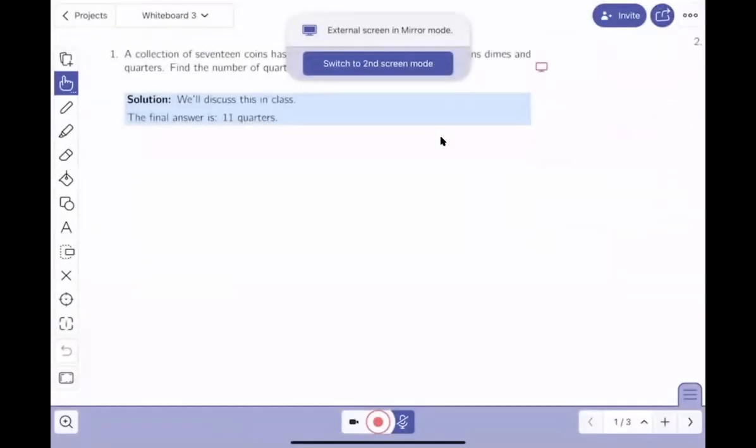Okay. We're on problem number 1. And what does it say? It says, you have a collection of coins. There's 17 coins altogether. And the value of those 17 coins is $3.35. Pretty easy to understand, by the way. 17 coins, $3.35. We're talking US money. It's a collection of dimes and quarters. So I'll put this over here.